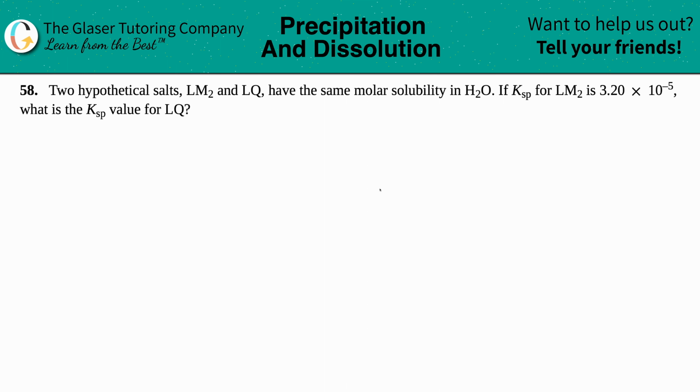58. Two hypothetical salts, LM2 and LQ, have the same molar solubility in water, H2O. If the Ksp for LM2 is 3.20 times 10 to the negative fifth, what is the Ksp value for LQ? Okay, so let's see. What information do we know more about?